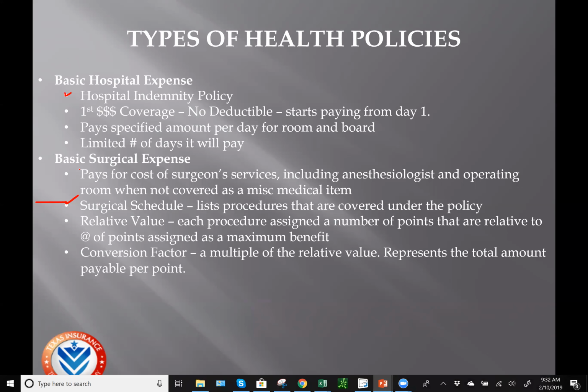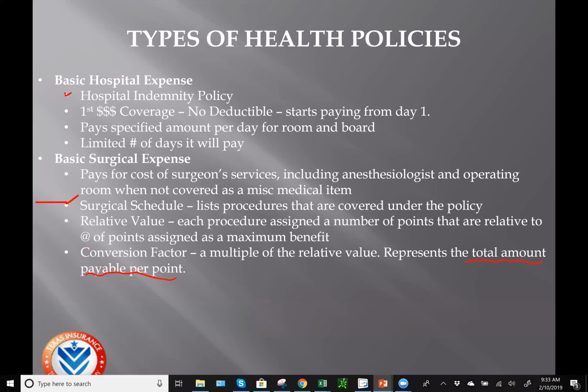So let's say open heart surgery has 1,000 points assigned to it. Well, every procedure below open heart surgery is going to have points assigned to it, but the number of points assigned to any procedure below that will be relative to the number of points assigned to that maximum benefit of open heart surgery. Okay. Next, there is a conversion factor, and the words in your book are important. The conversion factor represents the total amount payable per point.